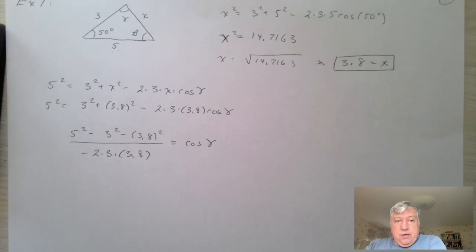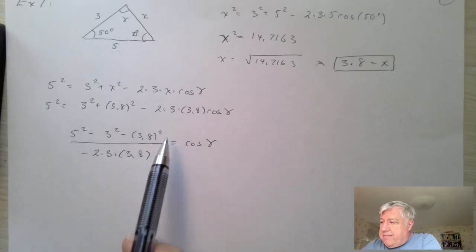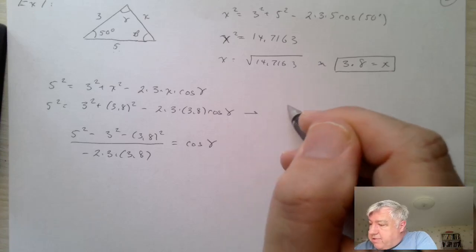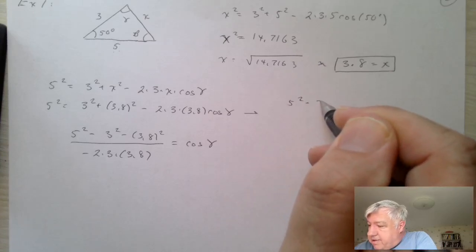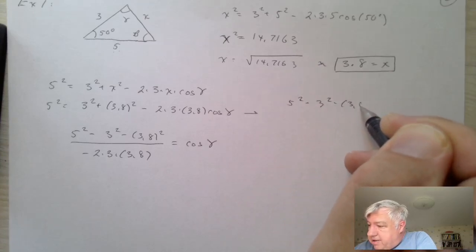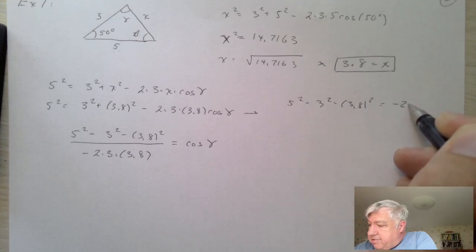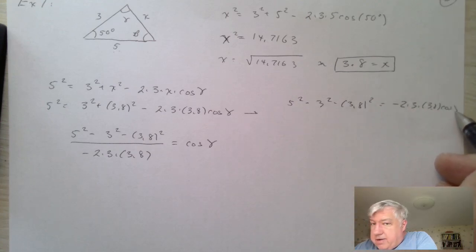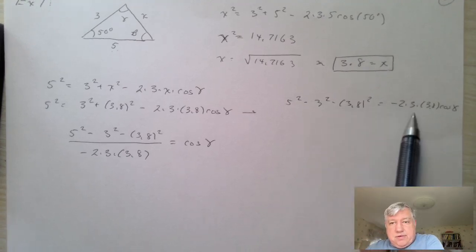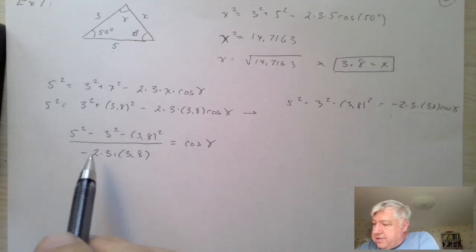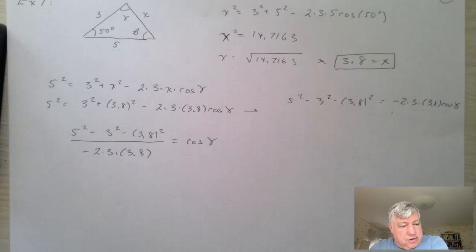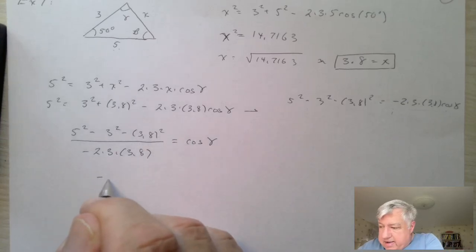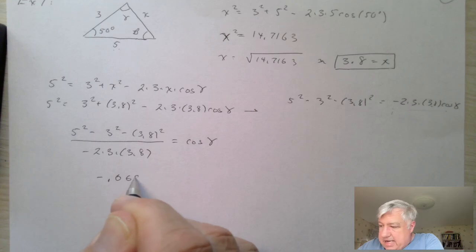If you're not sure about this, you can do this intermediate step, which is 5 squared minus 3 squared minus 3.8 squared equals negative 2 times 3 times 3.8 cosine of gamma. But then you just divide both sides by this, and you get this. And on your calculator, the cosine of gamma turns out to be negative 0.0684.